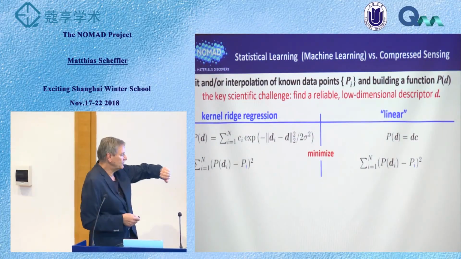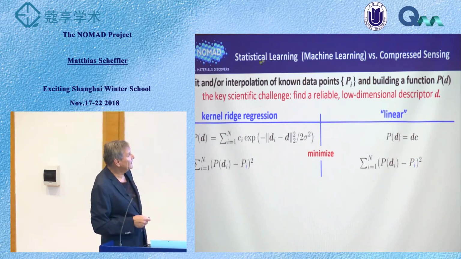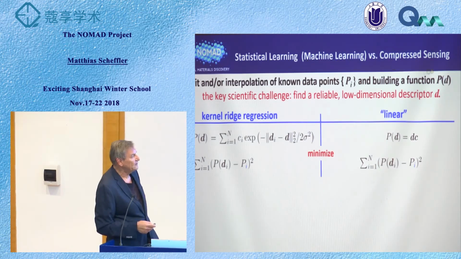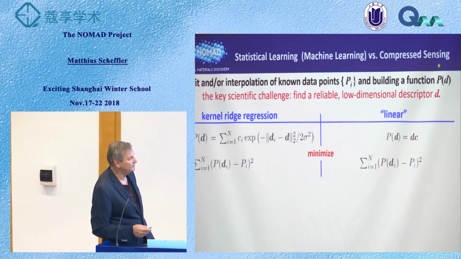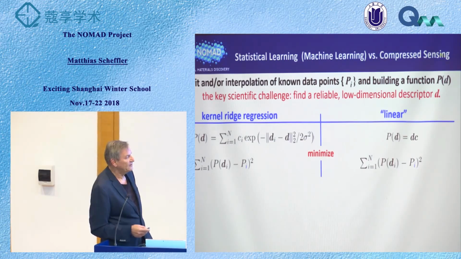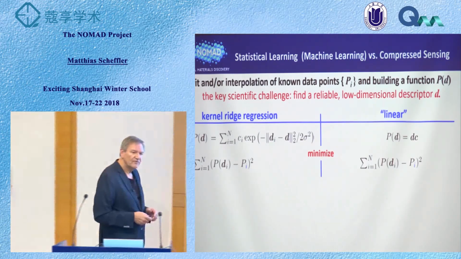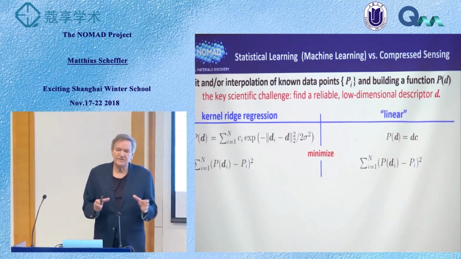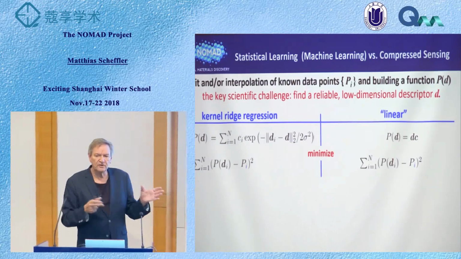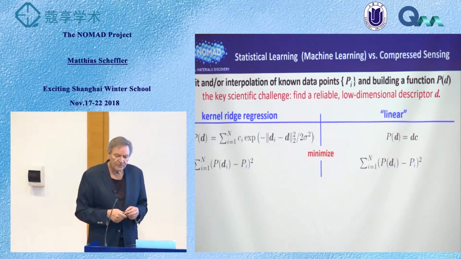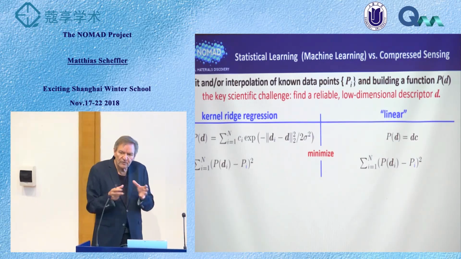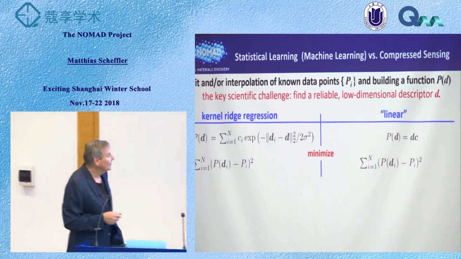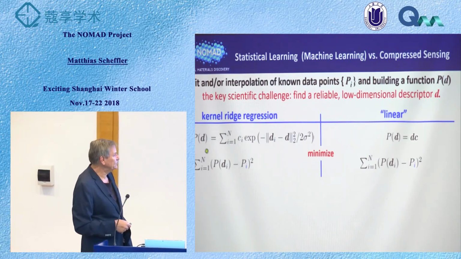Now, how to find these conditions? Here I have the example of comparing statistical learning or machine learning to what we have developed, compressed sensing. This is the method which comes from signal processing. It comes from the idea that you have a complex signal in music or in video, and you want to see what is the identity, what is the essence of the system. Can I bring this down as much as possible? In principle, it's the same idea.